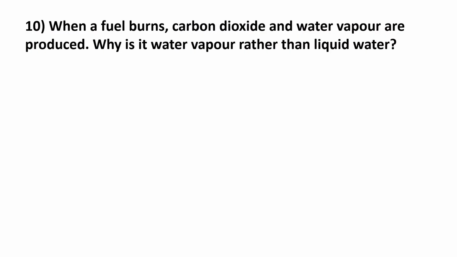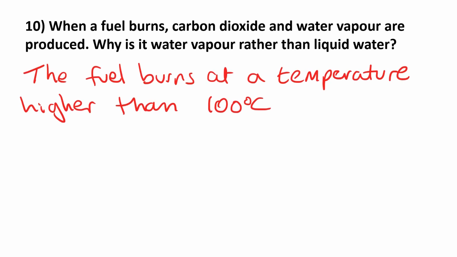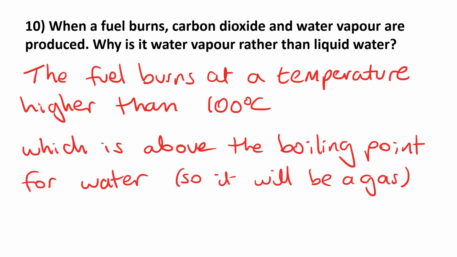So at number 10, less than a quarter of people got this correct in their exam. When a fuel burns, carbon dioxide and water vapour are produced. Why is it water vapour rather than liquid water? And that's because the fuel burns at a temperature higher than 100 degrees C, which is above the boiling point for water, so it will be a gas.